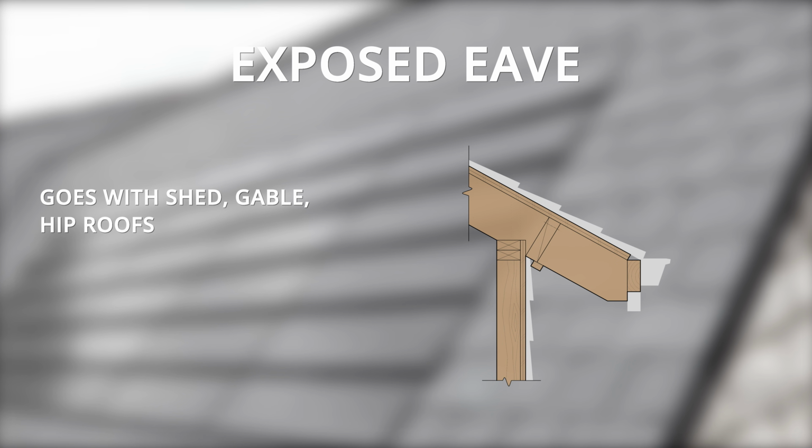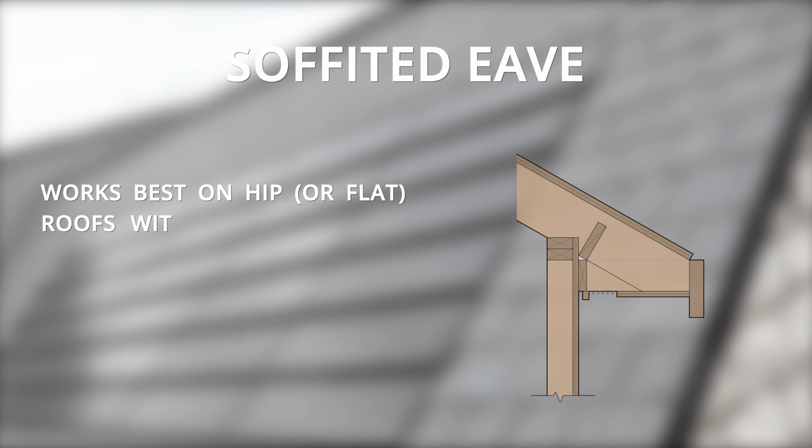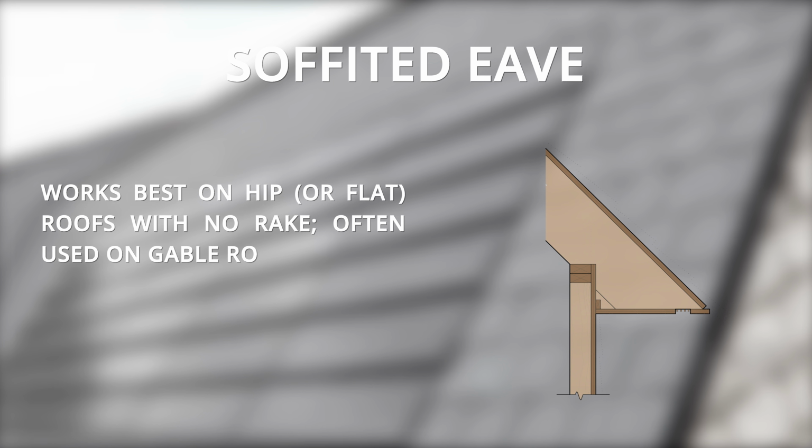Exposed eave goes with shed, gable, and hip roofs equally well. Soffitted eave works best on hip or flat roofs with no rake, and is also used on gable roofs.